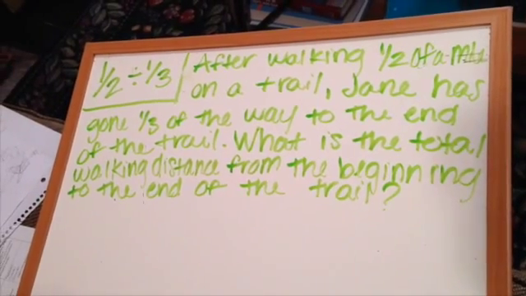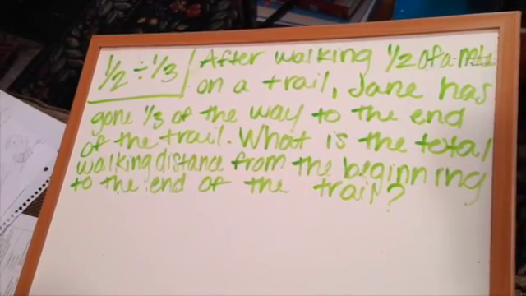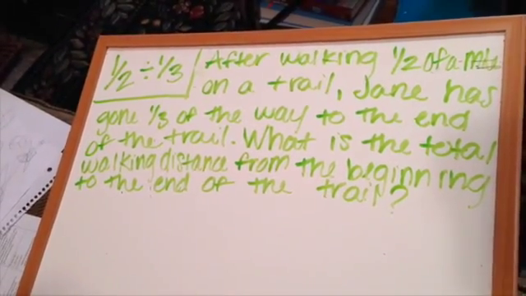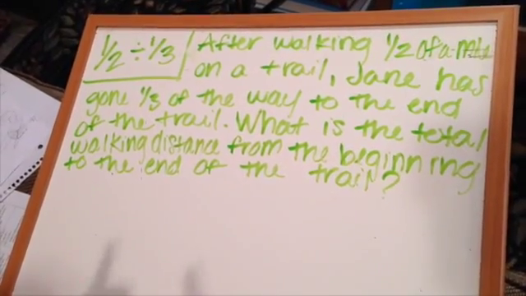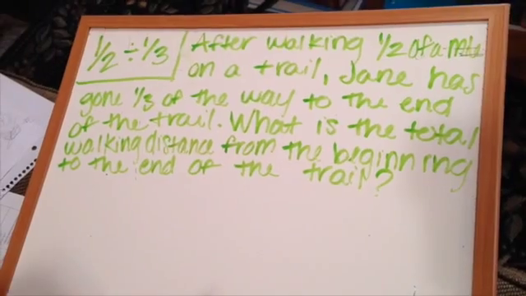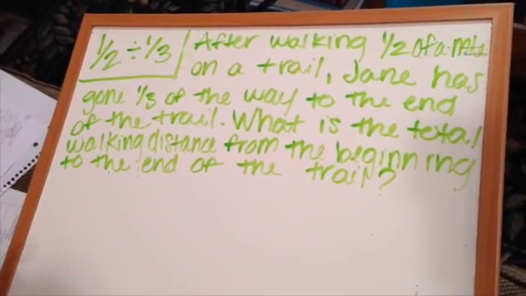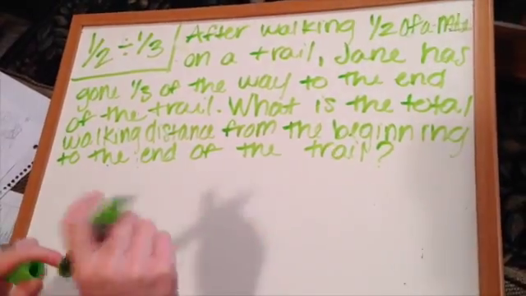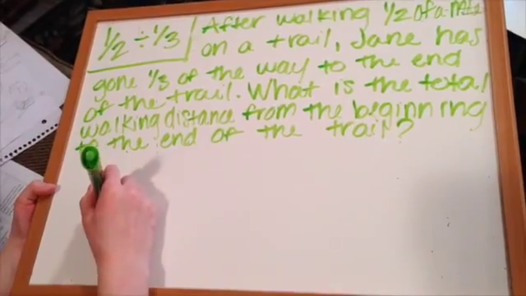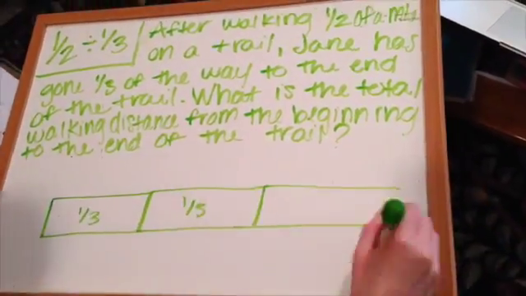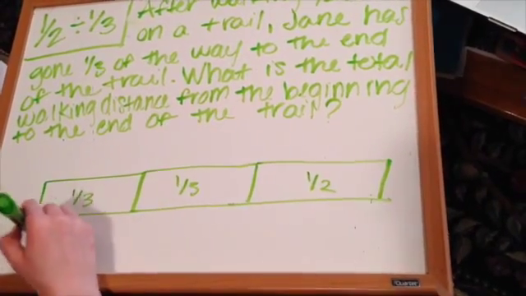Alright, so for our third problem, we have 1/2 divided by a third. And for our word problem, we have, after walking half of a mile on a trail, Jane has gone a third of the way to the end of the trail. What is the total walking distance from the beginning to the end of the trail? So, we have 3/3, that makes a whole. And this is the trail distance.